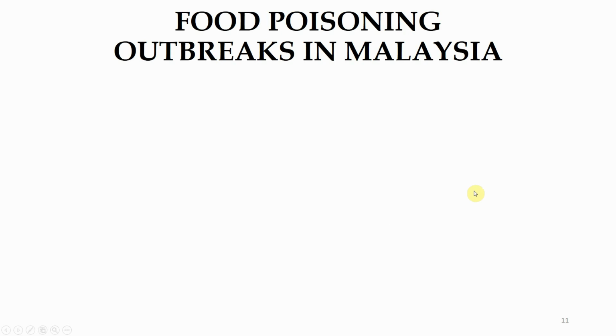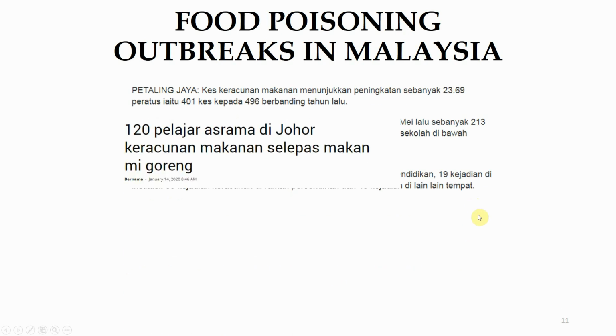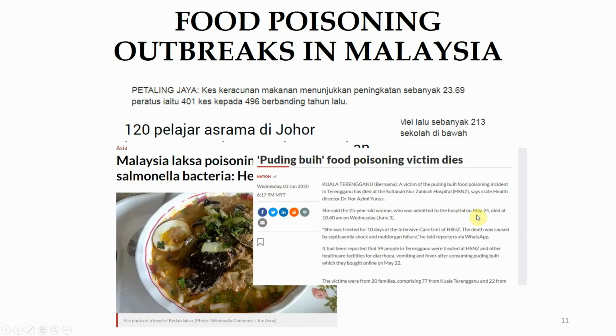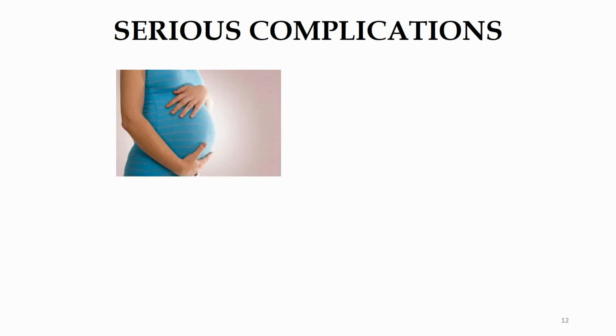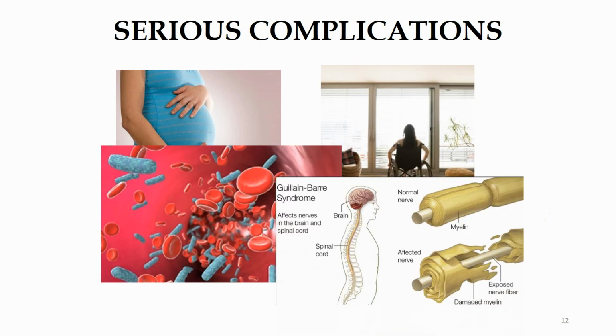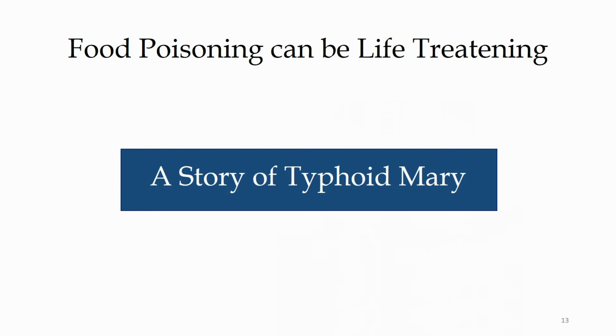Food poisoning outbreaks in Malaysia, as shown in the newspaper, as you can see, is not 1, 2, or 3 cases, but hundreds of cases. Some of these cases cause death in the victims. So besides vomiting, diarrhea, and death, there are also other serious complications from food poisoning, such as miscarriage in pregnant women, paralysis, septicemia, and also Guillain-Barré syndrome. So food poisoning can be life-threatening.